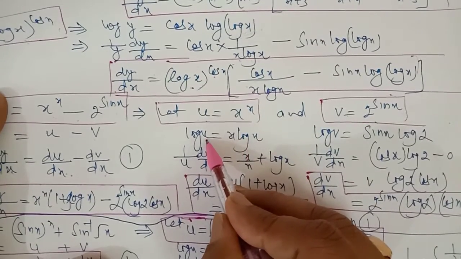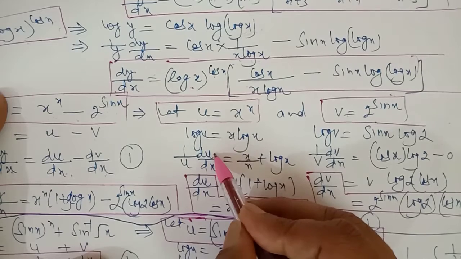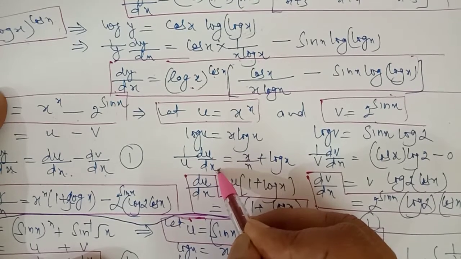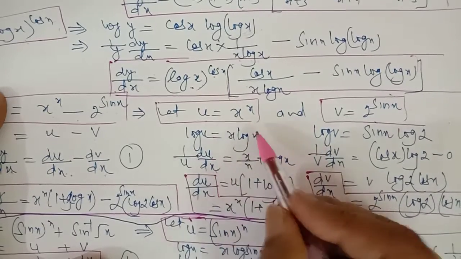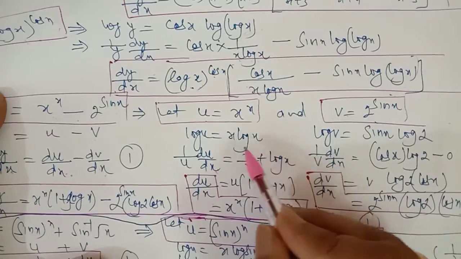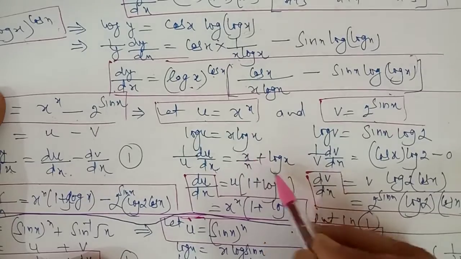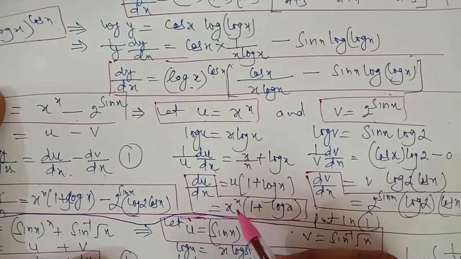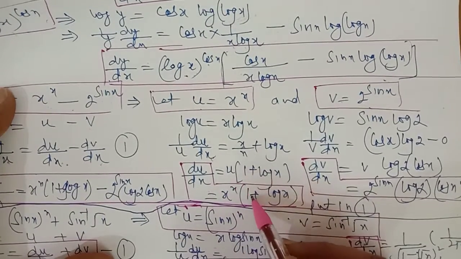So the derivative of log u will be equal to 1 upon u, and you have to multiply this with du upon dx, because we have differentiated u with respect to x, as you do when you differentiate y and multiply it by dy dx, meaning we have differentiated y with respect to x. Similarly, we have differentiated u with respect to x, therefore we put here du upon dx. First of all, the derivative of log x is 1 upon x and the derivative of x is 1. So 1 plus log x, multiplied by u, and put the value of u.